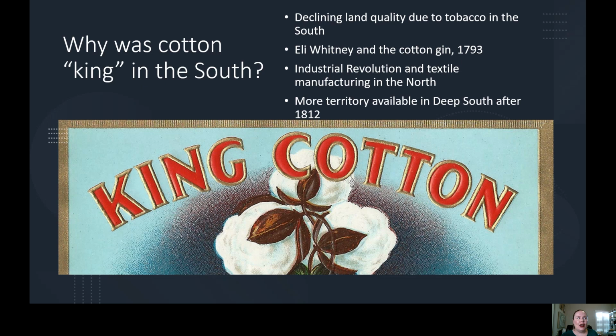The processing of cotton got a lot easier when Eli Whitney, a Northern inventor, invented a machine called the cotton gin in 1793.